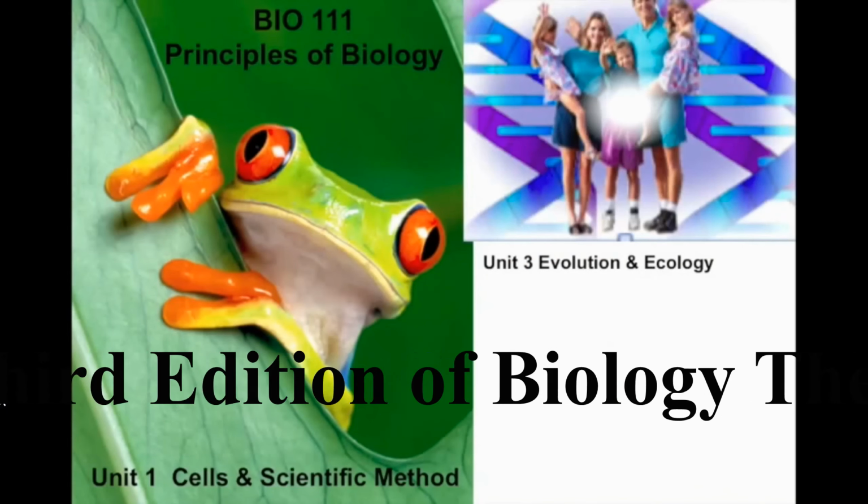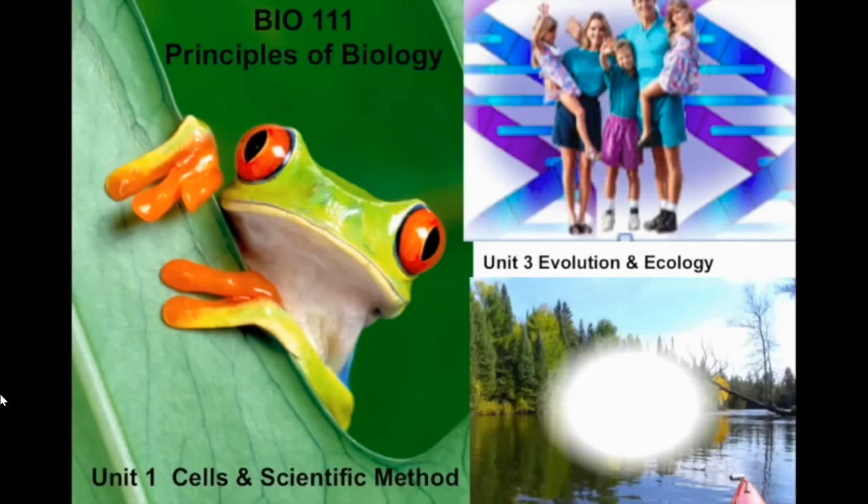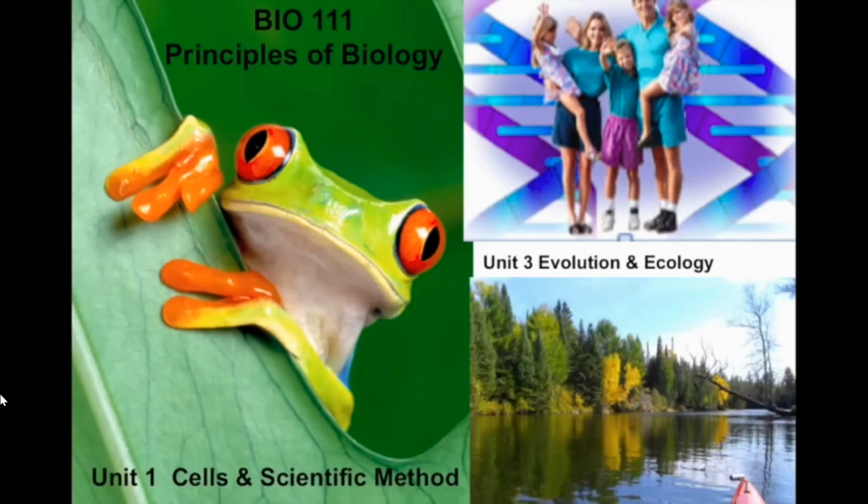All right, and here's what we're going to be successful at. The Principles of Biology Bio 111 course at Delta College is subdivided into 3 units. Those units include Unit 1 on cells and the scientific method, Unit 2 on genetics, both Mendelian and a little bit of molecular genetics with DNA and RNA, structure and function, and then Unit 3 on evolution and ecology. So that's where we're headed, and my hope is that we're all successful.